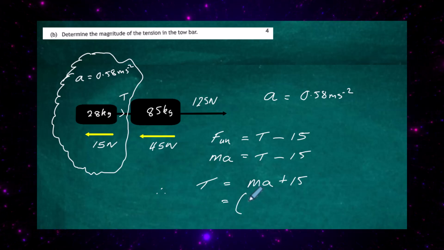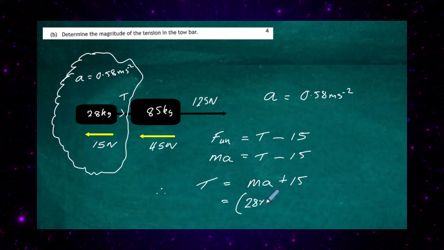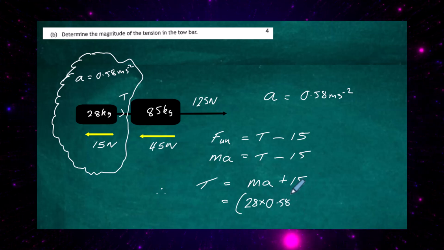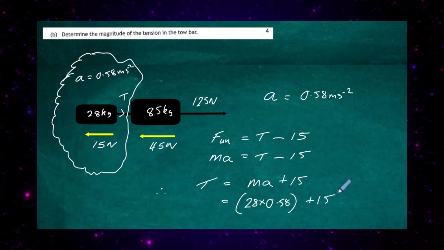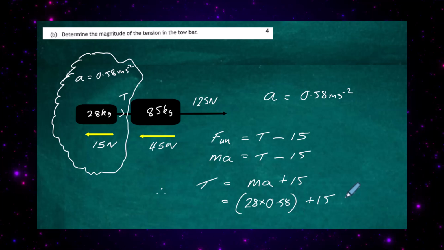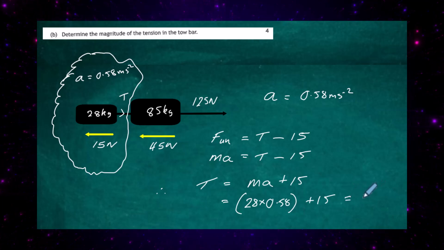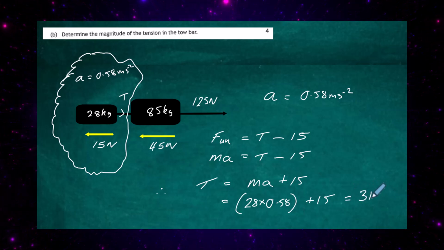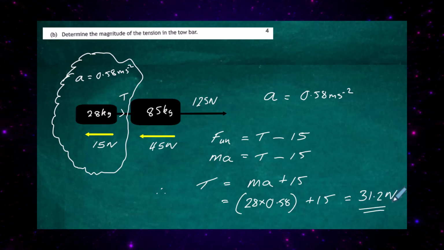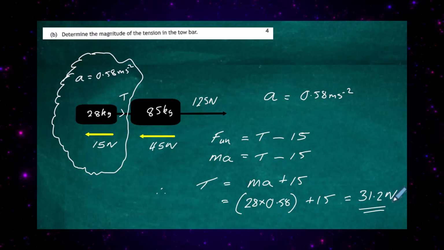We know it's going to be 28 kilograms multiplied by the acceleration, which is 0.58, plus the 15. So there we have the expression for the tension in the tow cable. When we do that in a calculator, we get an answer of 31.2 newtons, and that will be the tension, the pulling force in the cable.